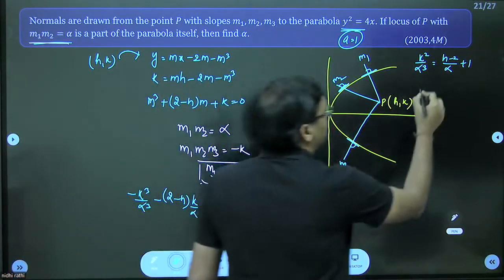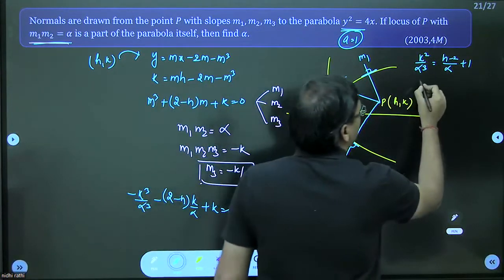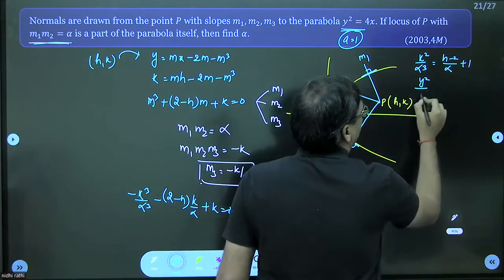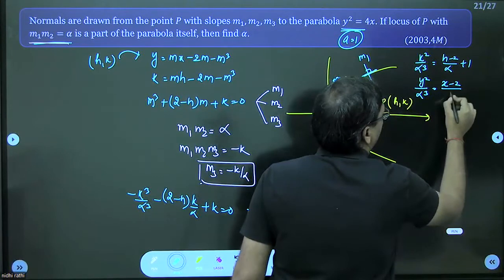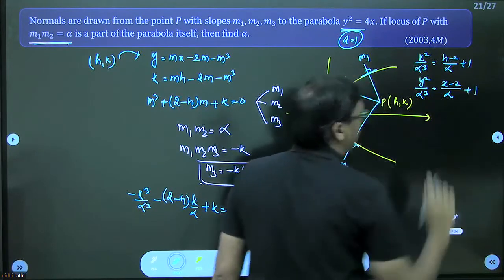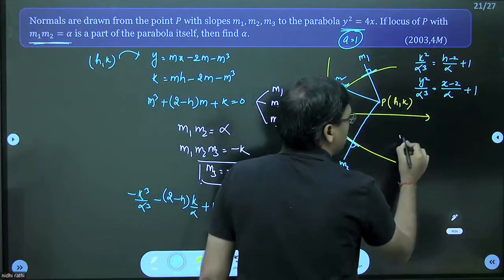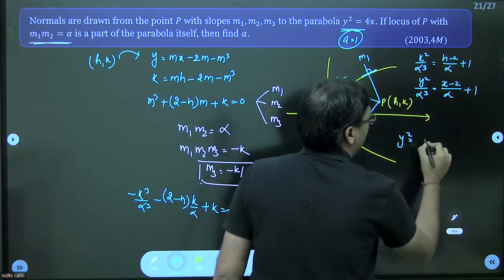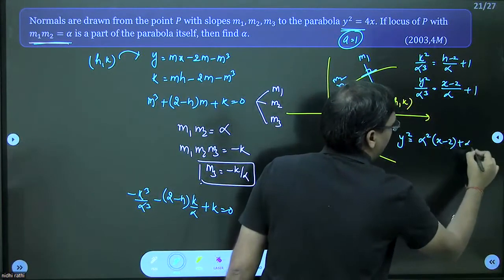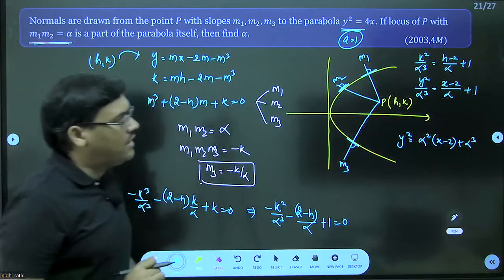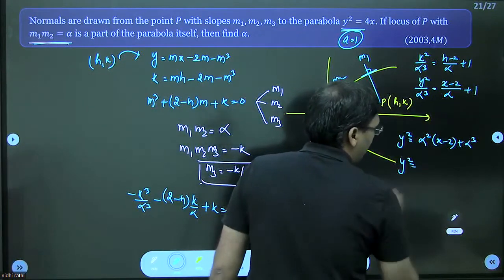So now what? Replace h with x and k with y for the locus. So this is replace h with x. This is y square by alpha cube is equal to x minus 2 by alpha plus 1, right? So now if I just multiply with alpha cube also, so this is y square is equal to alpha square x minus 2 plus alpha cube. Clear? So we have got the equation of locus of this point P.